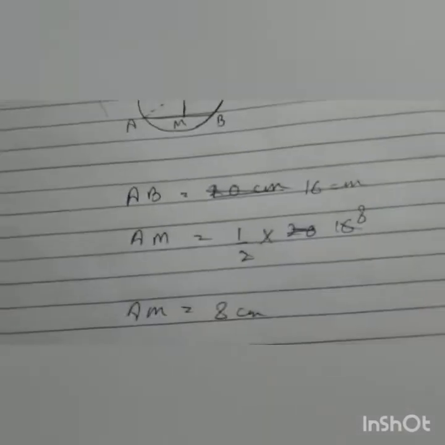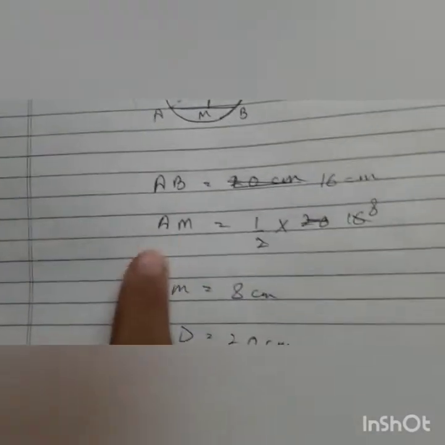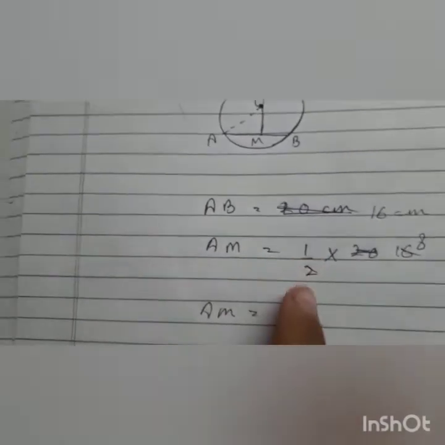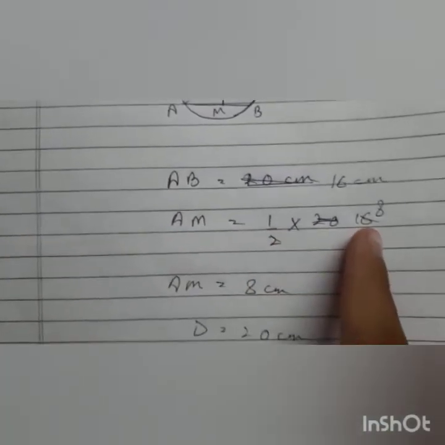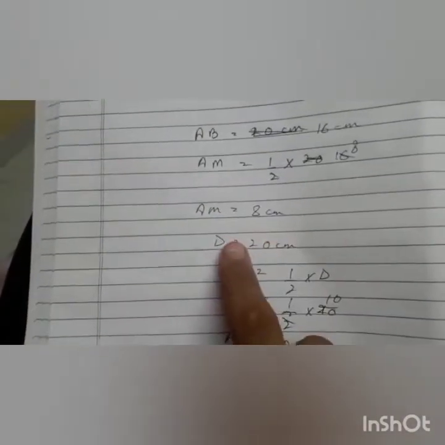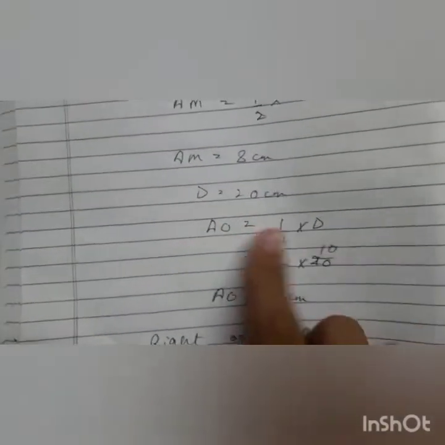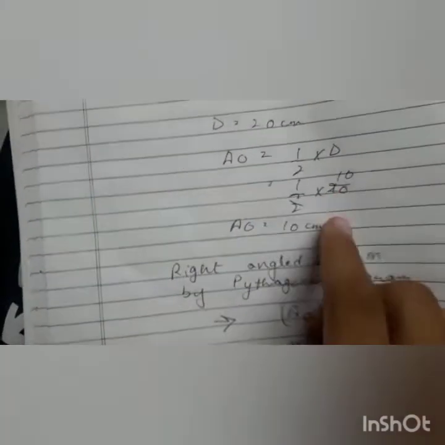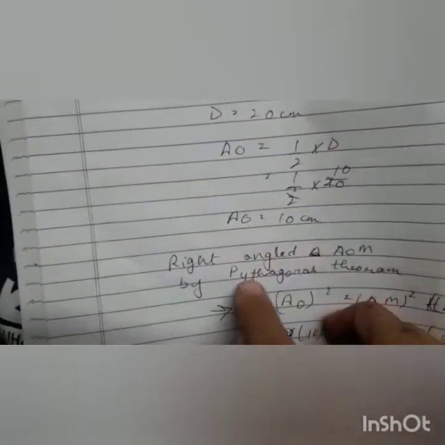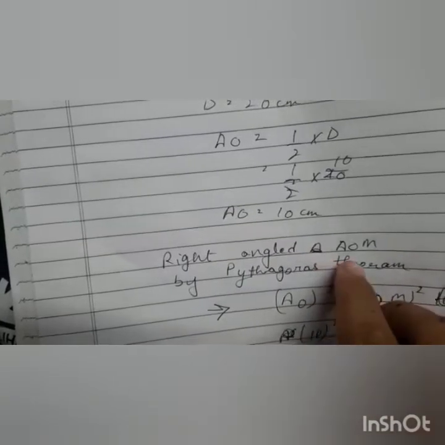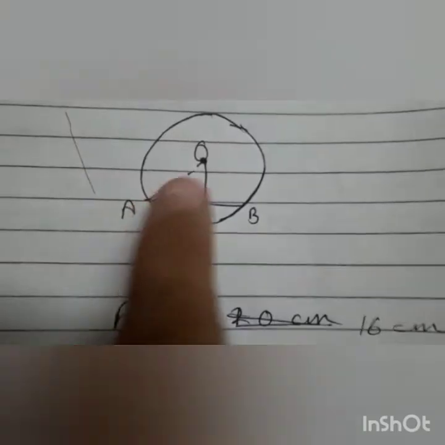This is the diagram. Here AB is given as 16 cm, so we will take out AM by multiplying half into 16, which comes to 8 cm. Then D equals 20 cm, which is given, and we will find AO by multiplying half into D, which is half into 20, and AO comes to 10 cm. Then in right angle triangle AOM, we will find OM by Pythagoras theorem.